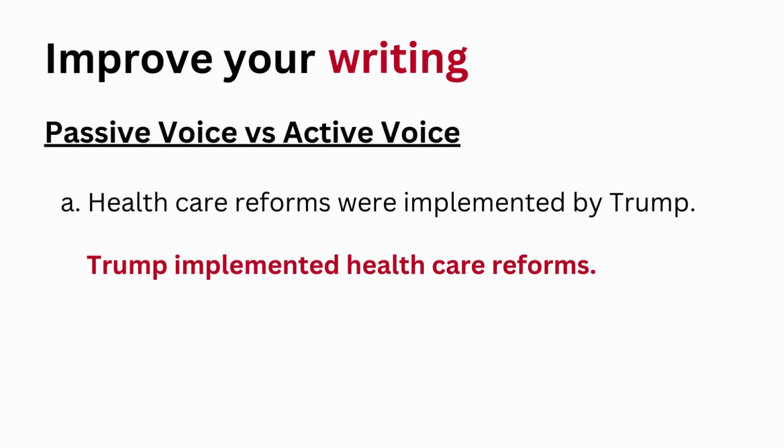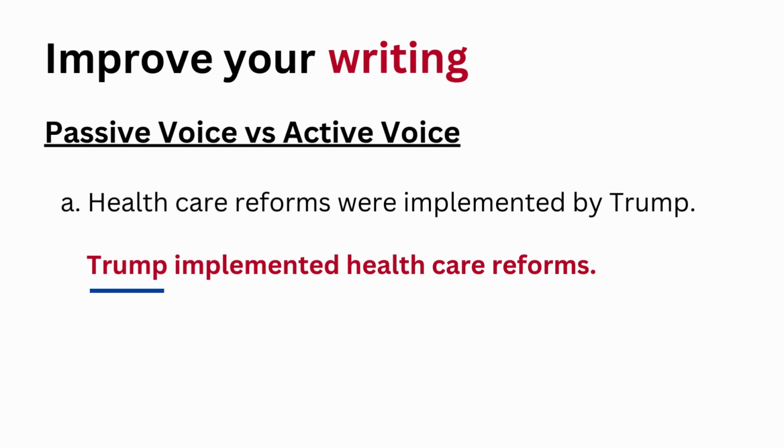Now, what's the problem with using the passive voice? Well, it takes away the focus on the fact that Trump is the one who implemented the reforms. The sentence feels weak and a bit awkward. It would be much better to write it with the actor, the person performing the action, at the forefront. For example, Trump implemented healthcare reforms. This is the active voice.